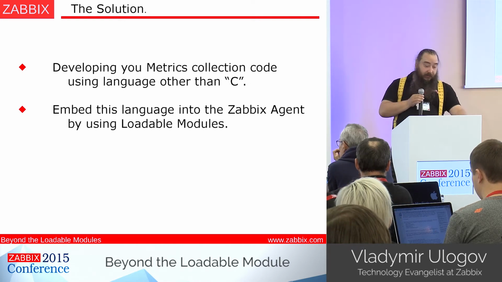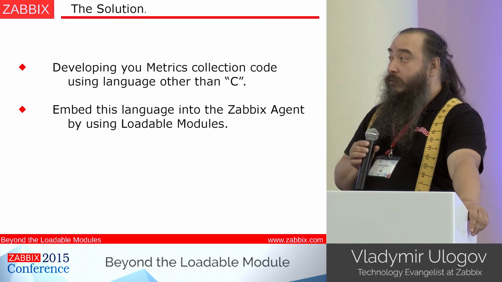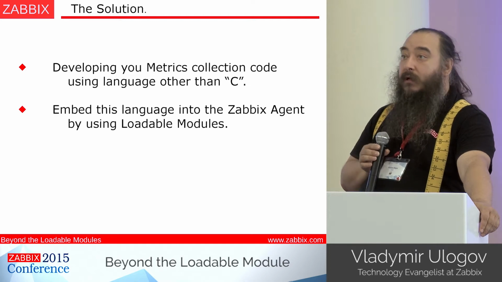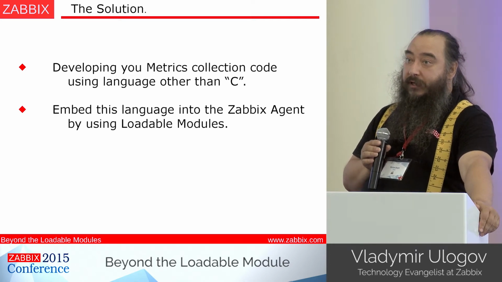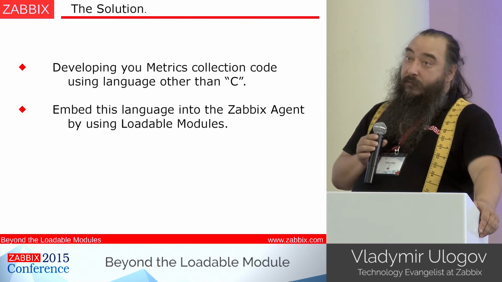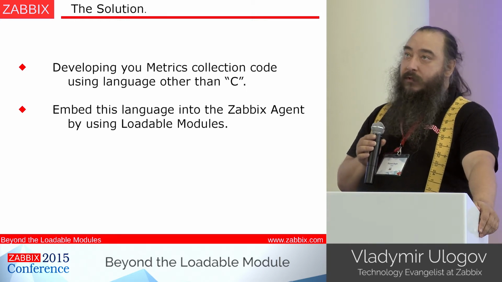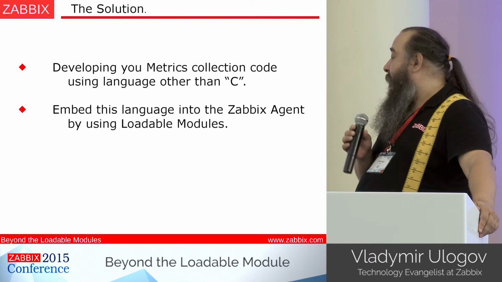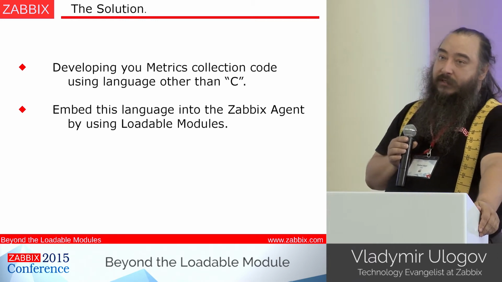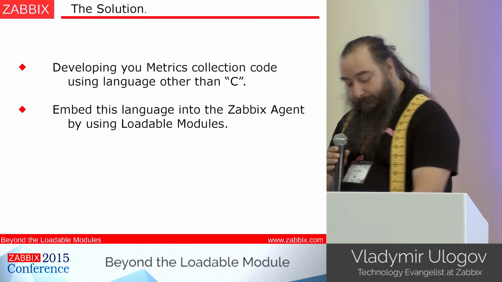So, what is the solution to that problem? Obviously, the solution is to use a language other than C to develop your metric collection code. And if you want performance, you don't want to run this through user parameters or as external scripts; you need to embed this language in the Zabbix agent or Zabbix server through the use of loadable modules.